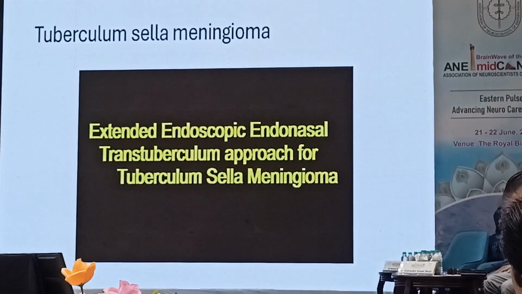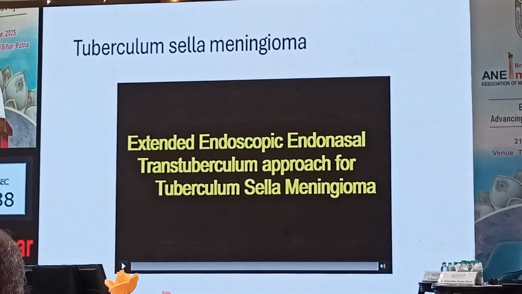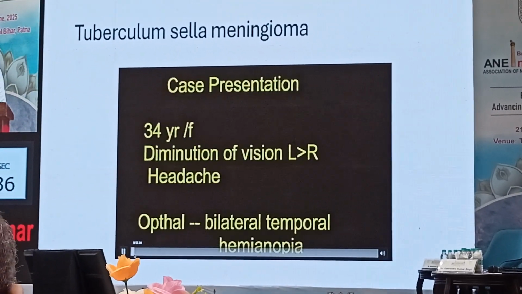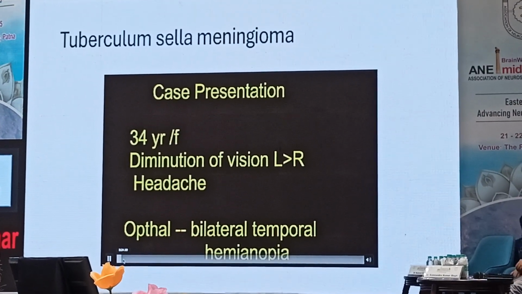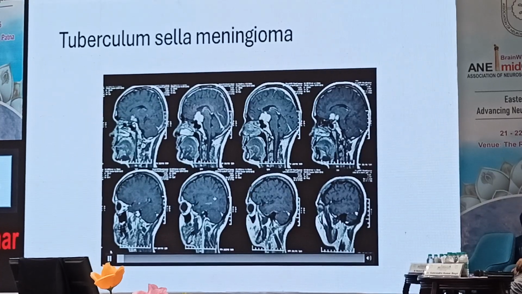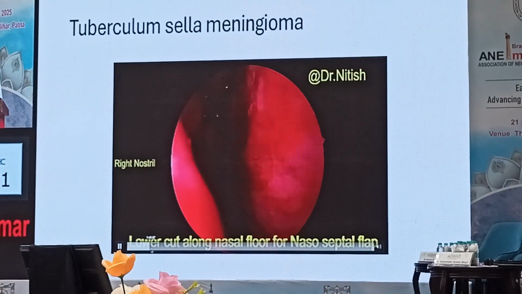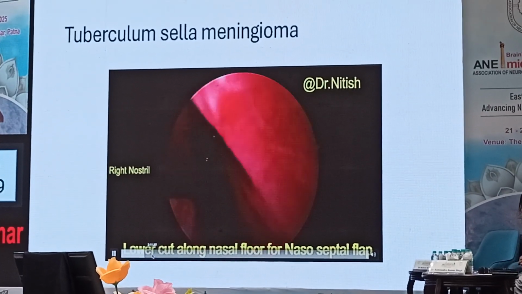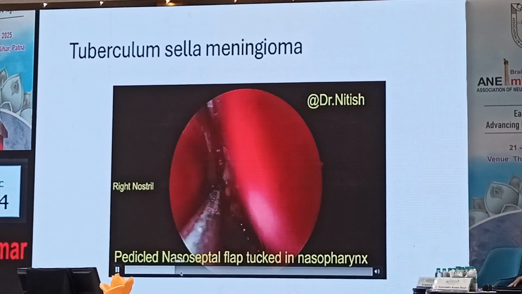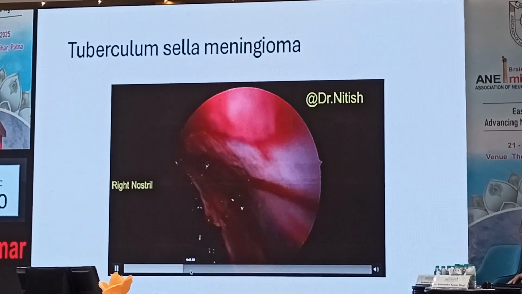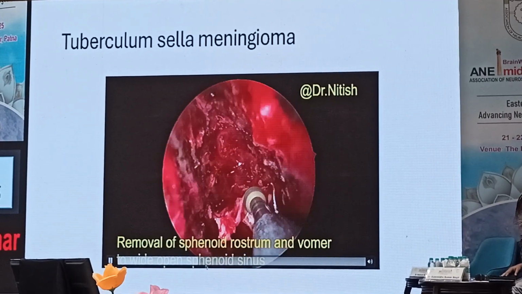So next, I'll be talking about some extended approaches like tuberculum sellae meningioma. So this was a 34-year-old female who presented with decreased vision in both the eyes. So this was the pre-op MRI that was showing the meningioma. So again the basic steps are same. We are taking the nasal septal flap. Here we have taken a larger flap. Again posterior septal incision. Then removal of the sphenoid rostrum.